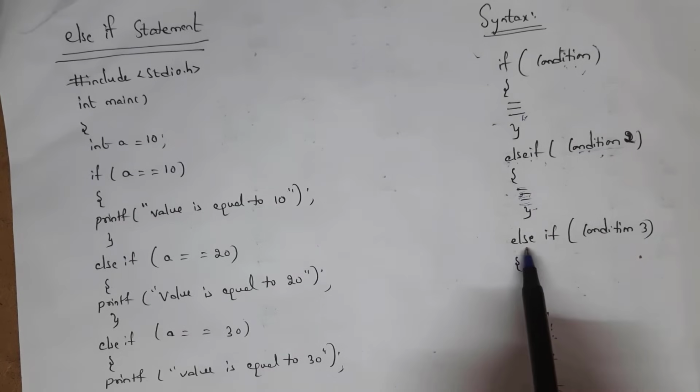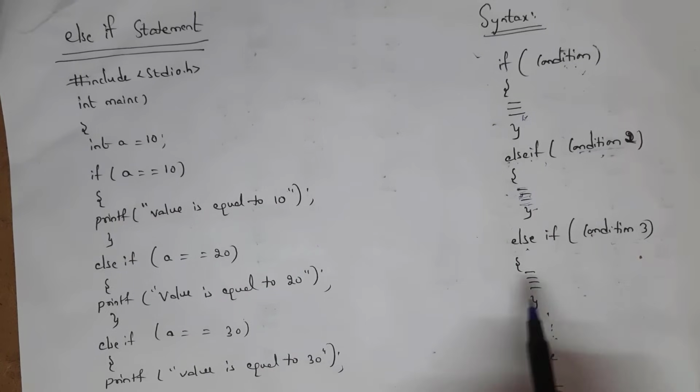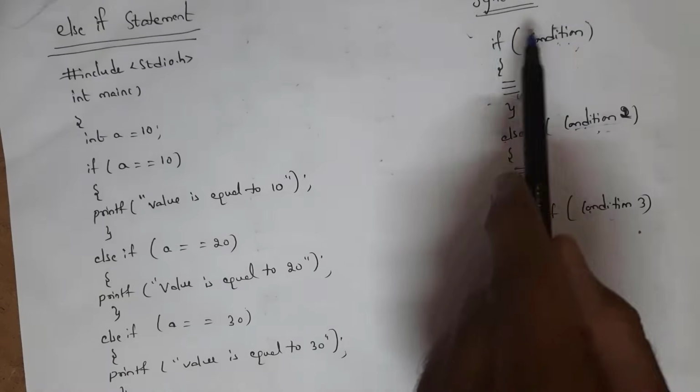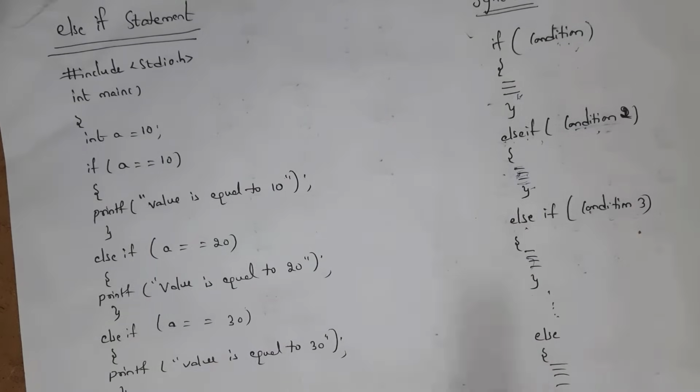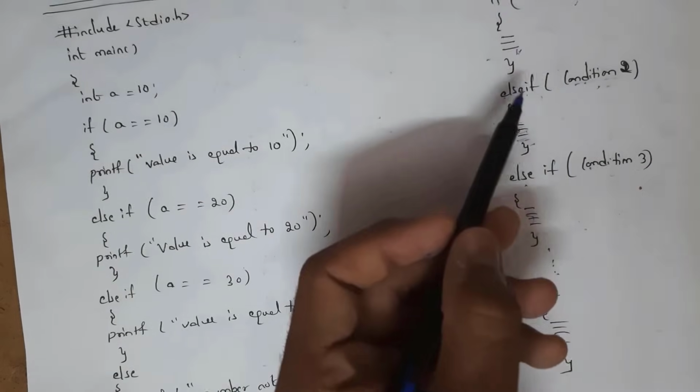Again, you need to write else if and you can give another condition, and if this condition is satisfied, then this code will be executed. At last, if all these conditions are false, then whatever code is present inside else will be executed. Guys, you can take multiple else if conditions.